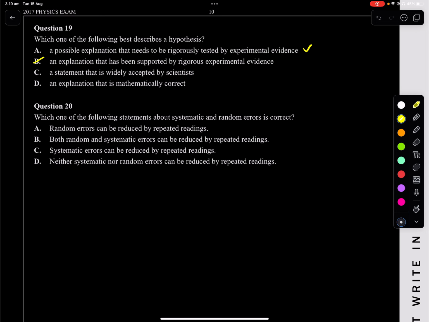A statement that is widely accepted by scientists, that is a theory, not a hypothesis. An explanation that is mathematically correct. No, a hypothesis is something that you test to see if it's wrong or correct. So only A is the best one here, because it's a possible explanation that needs to be rigorously tested by experimental evidence. True. You need to test whether it works or not. If it doesn't, your hypothesis is then wrong.